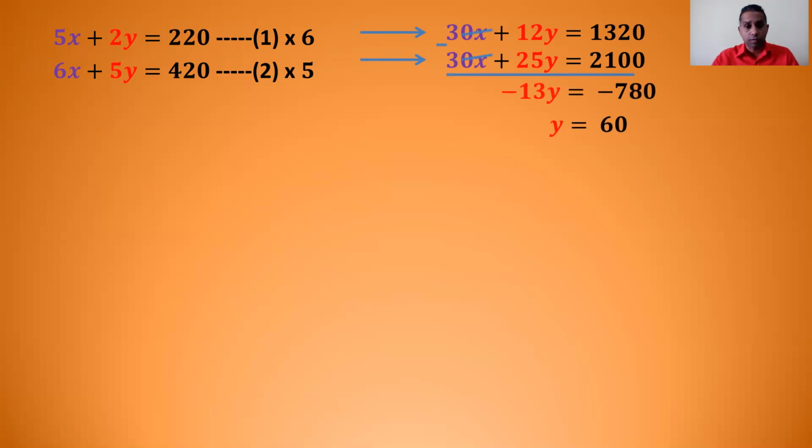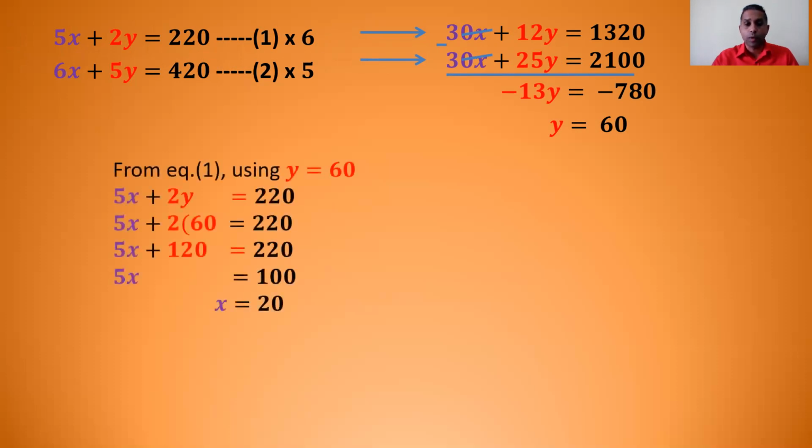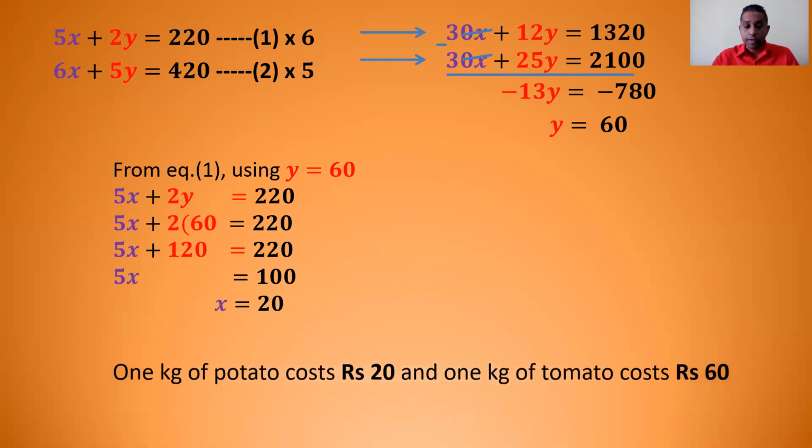With this value of y, we find the value of x using any one of the two equations. We will obtain x is equal to 20. So the solution for this question, students, is given as follows. The cost of 1 kilogram of potato is 20 rupees and 1 kilogram of tomato costs 60 rupees.